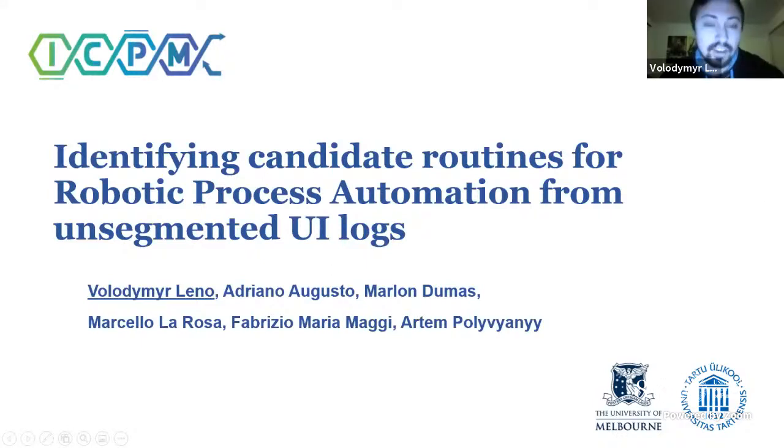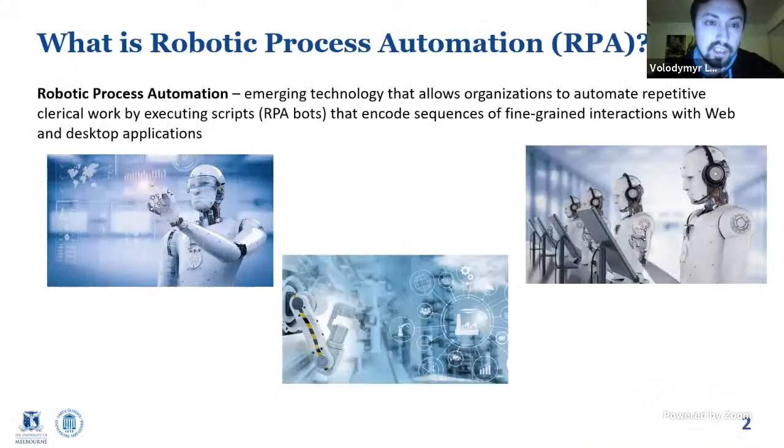Thank you. Hello, everyone. I'm Volodymyr Leno. And today I'm going to present to you our approach for identification of candidate routines for automation from unsegmented UI logs. So let's start from the introduction. Robotic process automation is a technology that allows business organizations to automate highly repetitive clerical tasks within their processes by developing and executing software scripts, also known as RPA bots.